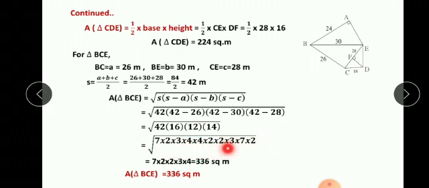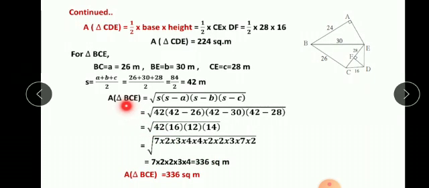Now let us calculate the squares. How many times does 7 come? 2 times. That square and the square root get cancelled, and we write 1 time 7. Then this 2 and this 2 are a square, so 2. One more 2 and this 2 give another 2. Then 3 comes 2 times, so 3. 4 comes 2 times, so 4. One by one we multiply and find the answer. After the multiplication we get 336 square meters. So the area of triangle BCE is 336 square meters.